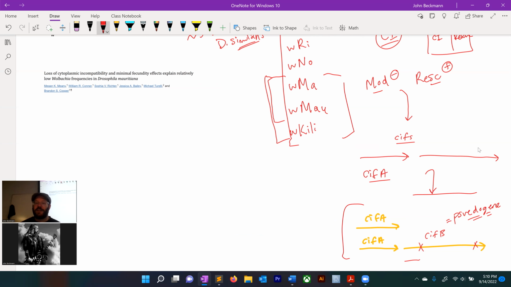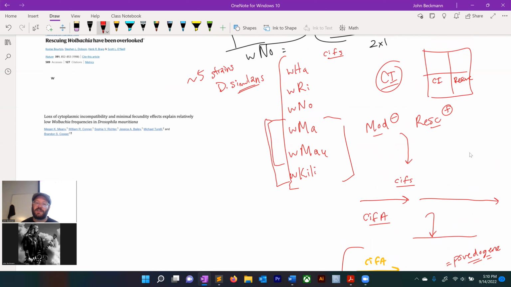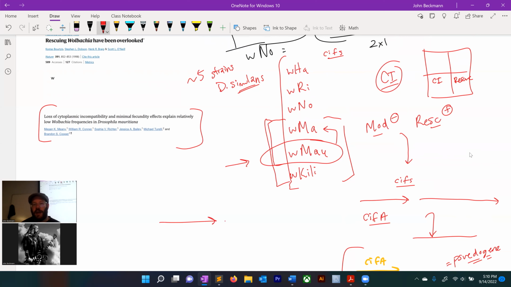Okay. And so one of these rescue-only strains, the genome was sequenced. I'm pretty sure it's these, and I hope that I'm not confusing MA with MAU. I think MA is from Madagascar. I think MAU is from Drosophila mauritiana. But this genome was sequenced. That's this paper here from Brandon Cooper's lab. This genome was sequenced, and when they looked at the operon, it was a syn operon.